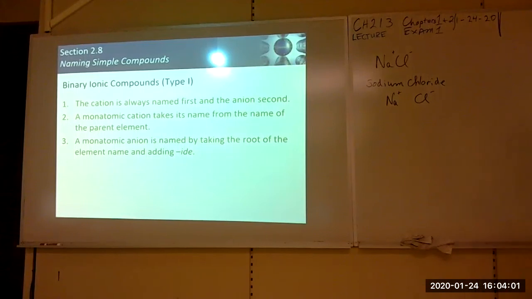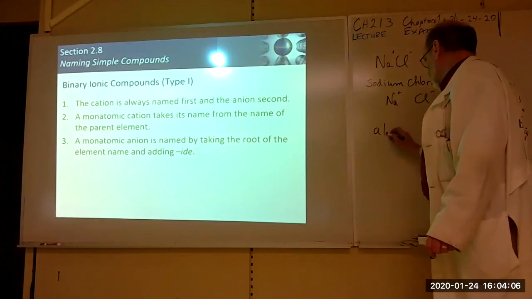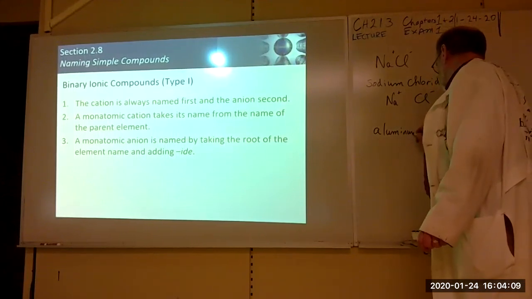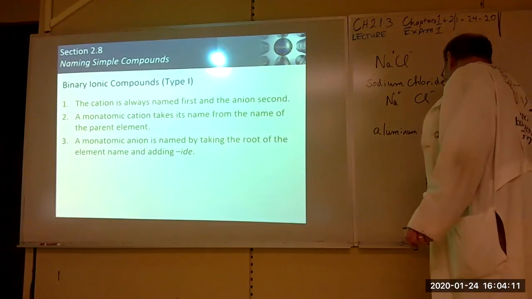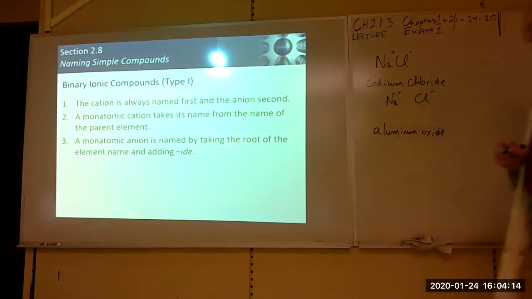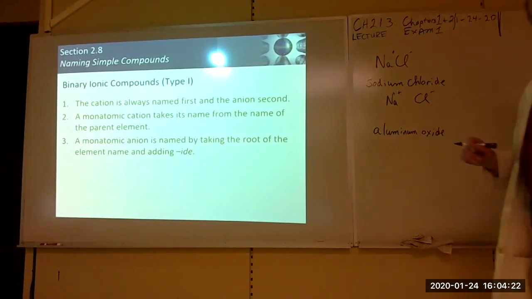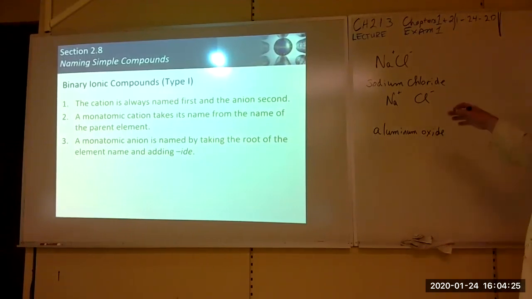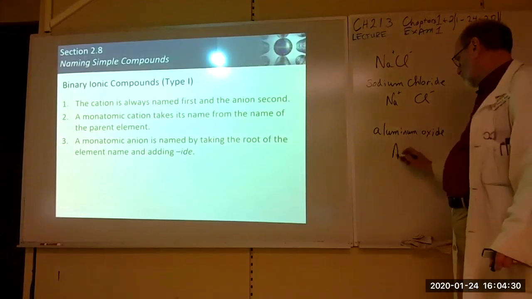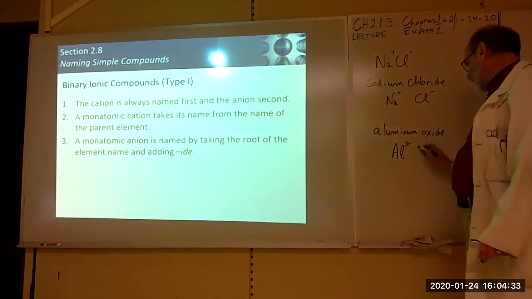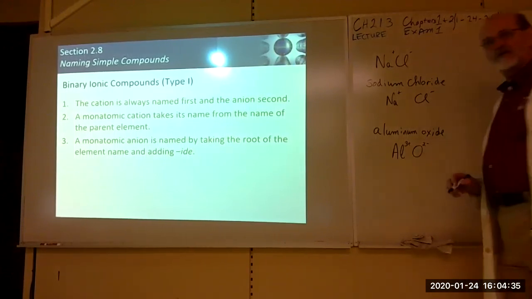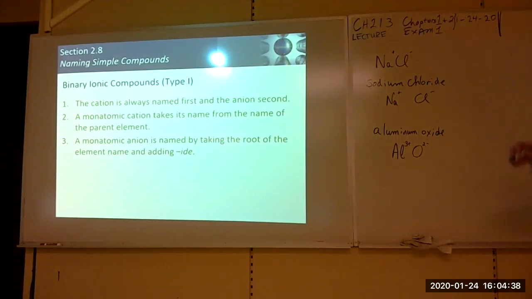Let's take another example. Let's say we have aluminum oxide. Bauxite ore, that's what you use to make aluminum from. Aluminum oxide, is that going to tell us everything we need to know? Yep, because aluminum can only be a +3 charge, and oxide, in this case, is only a 2- charge. Right? So how do we balance those charges?